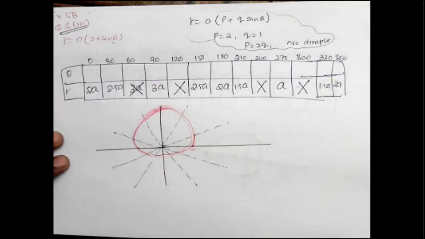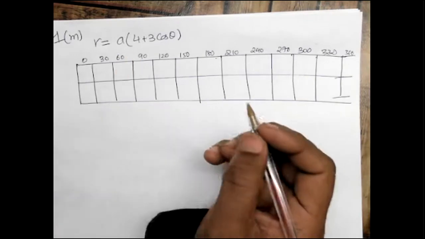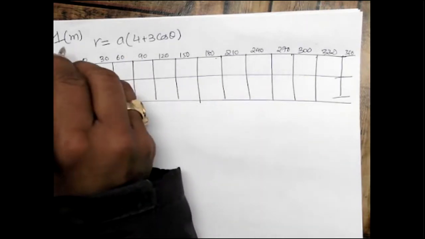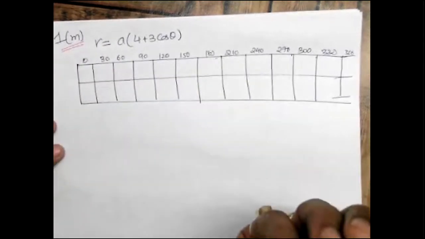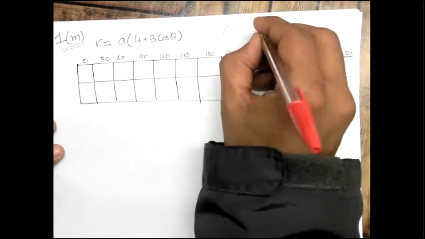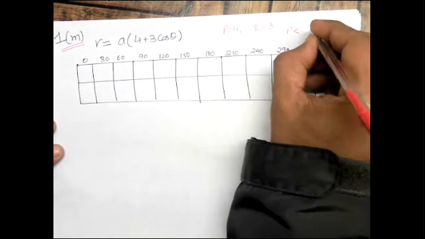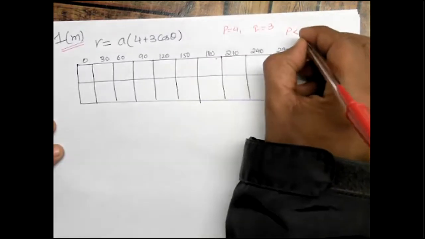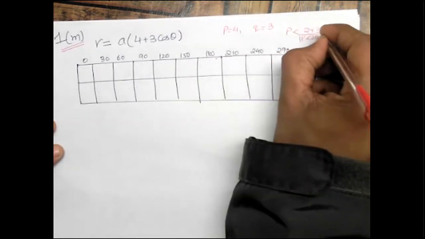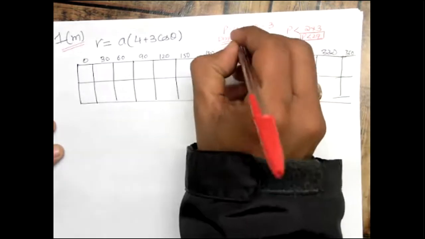Right, so I'm doing a couple of shapes which have a dimple now. All right, guys, let's check this one. I thought I'd look for something which has a dimple. This is the same exercise, 5b, question 1m. So P is equal to 4, Q is equal to 3. So P is this time less than 2 times 3. So P is less than 2Q. That means we're expecting a dimple in this graph.